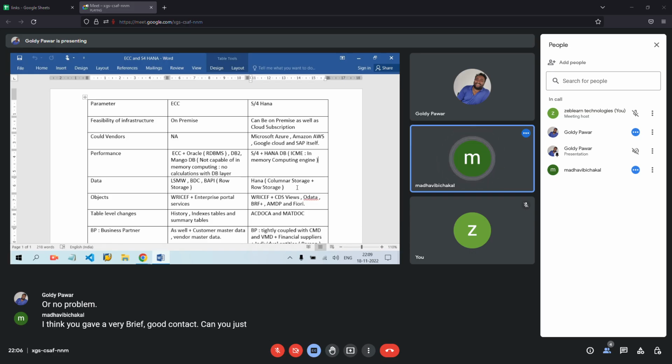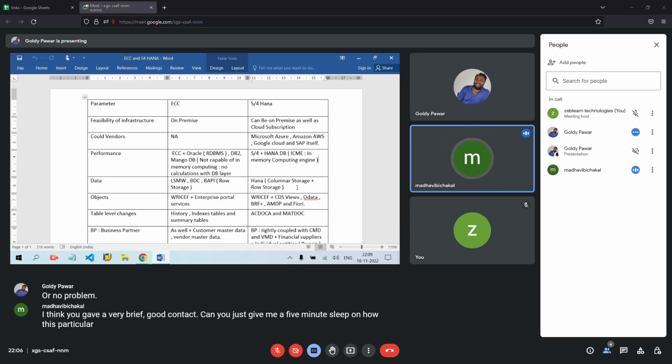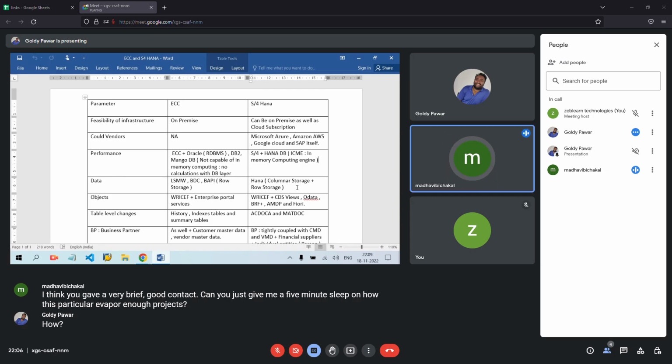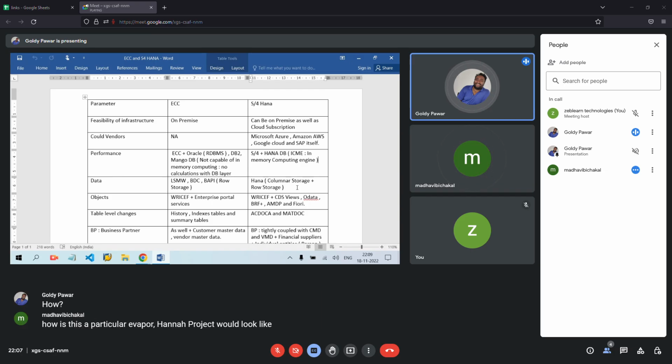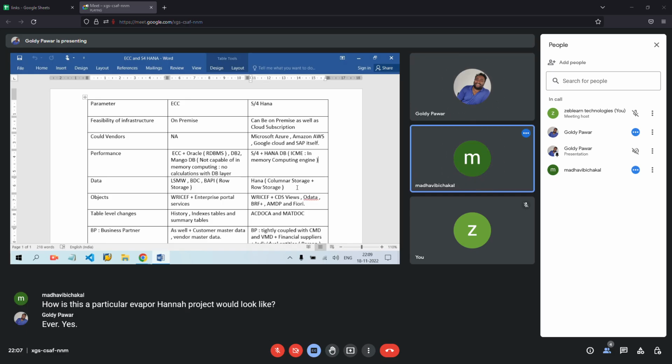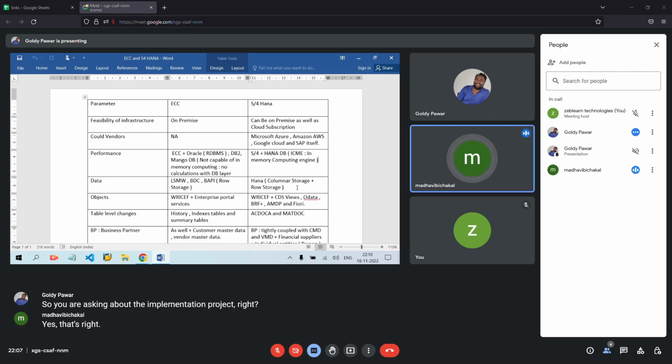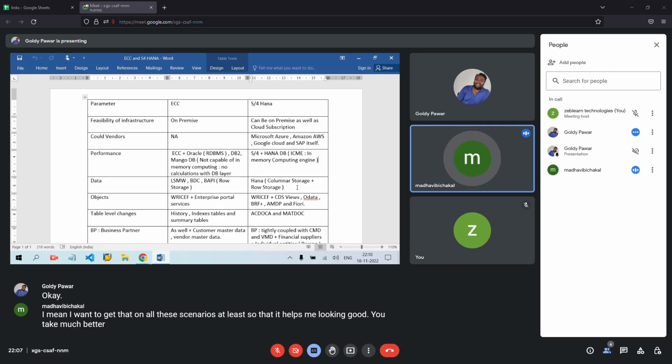Can you just give me a 5 minute glimpse of how this particular ABAP on HANA project would exactly look like? ABAP for HANA, ABAP on HANA, right? Yes. So you are asking about the implementation project, right? Yes, that's right, because I want to get a complete context of it. I want hands-on understanding of all these scenarios that we discussed, so that it helps me develop much better applications and take much better decisions on the BI layer.